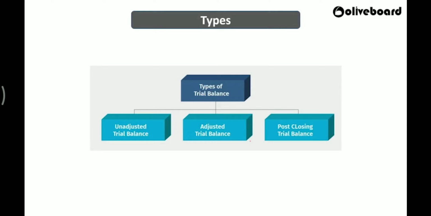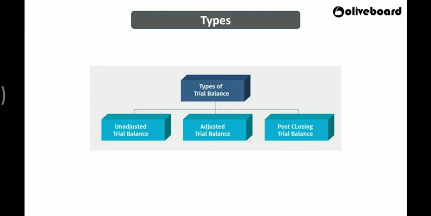After preparing your financial statements, when all the expenses and incomes are transferred to your trading and P&L and you have prepared everything, then from the balances or from the balance sheet, you will prepare what? A trial balance. That is called the post closing trial balance. Once everything is prepared, if from the prepared final statements you prepare a trial balance, that is called the post closing trial balance. We'll see in the next slide what is meant by post closing trial balance.